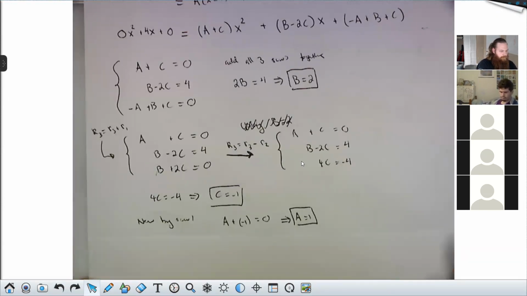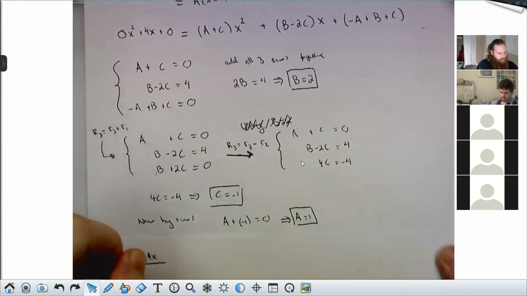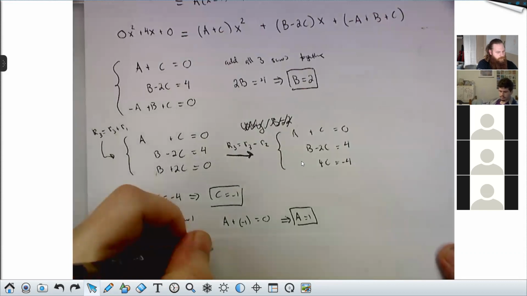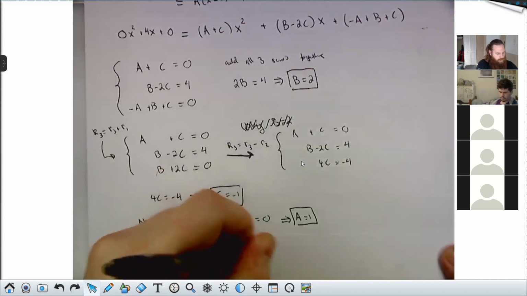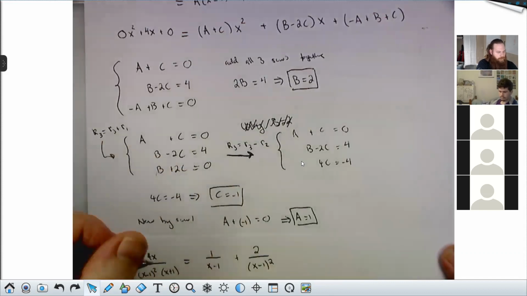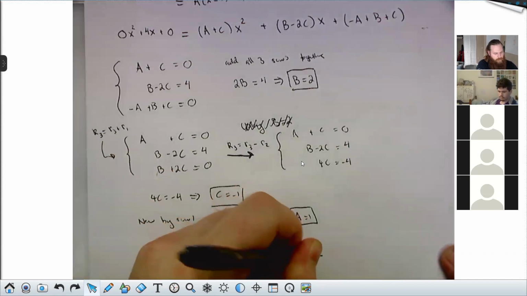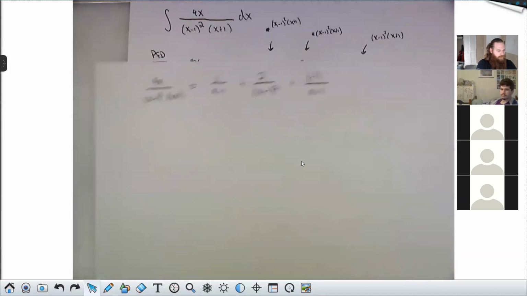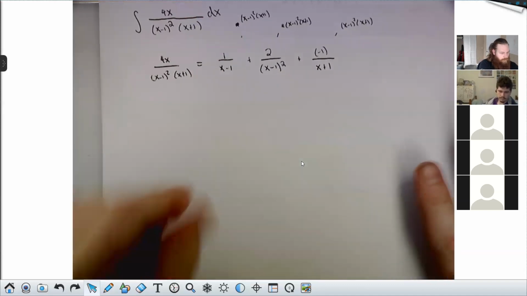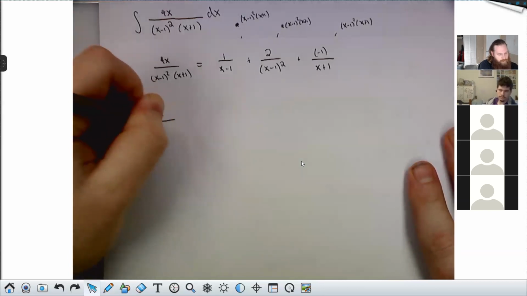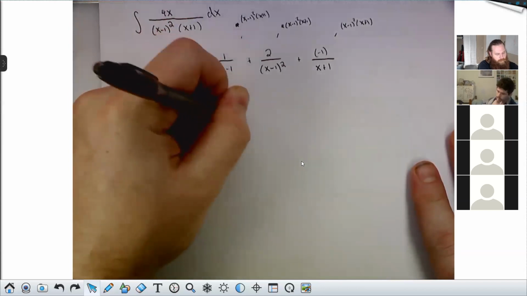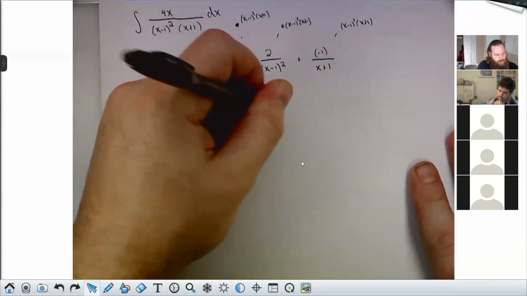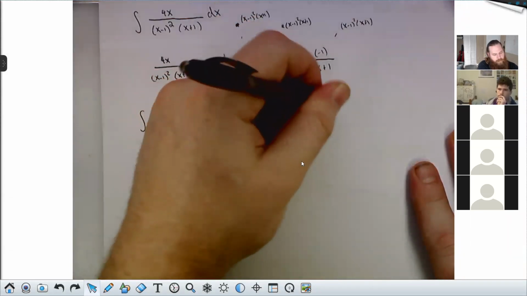So we found A, B, and C. So what we've discovered is that 4x over x minus 1 squared times x plus 1 is equal to A over x minus 1, that's 1 over x minus 1, plus B, which is 2 over x minus 1 squared, plus C, which is negative 1 over x plus 1. And so now, to do my integral, I just integrate on both sides: the integral of 4x over x minus 1 squared x plus 1 dx equals the integral of 1 over x minus 1 plus 2 over x minus 1 squared minus 1 over x plus 1 dx.